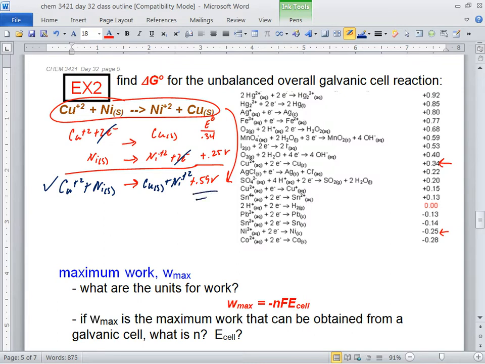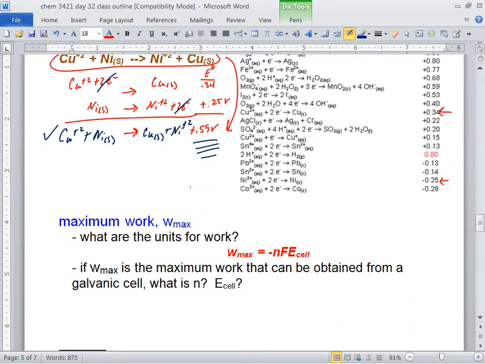Is this a galvanic cell, Kimberly? Or is it an electrochemical cell? What do we say? If E cell is positive, delta G will be negative. So this is what you want. This will be natural. This is a galvanic cell. You could build this and it's going to light a light bulb. Don't have to plug it in. Maximum work.